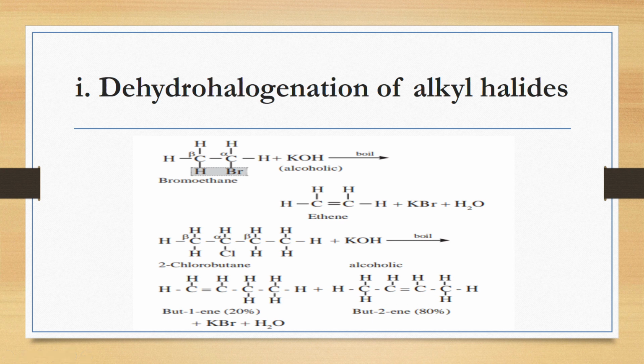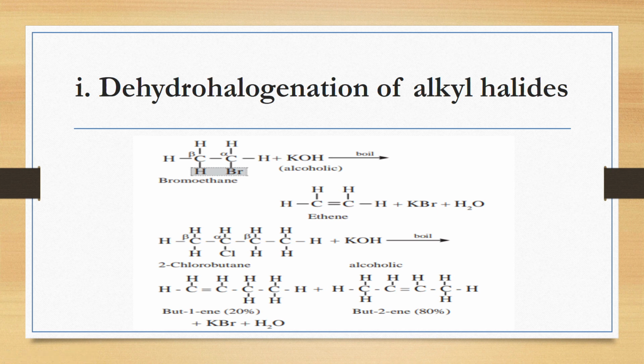Now consider another example. Here we have taken the example of 2-chlorobutane. So chlorine is present at the second position and this carbon will then become alpha carbon. In this case, we have two adjacent carbon atoms, so both of them will be beta carbon atoms. Now the question arises, which hydrogen will get eliminated? And this question is solved by Saytzeff rule.